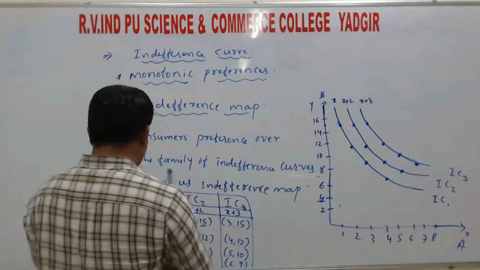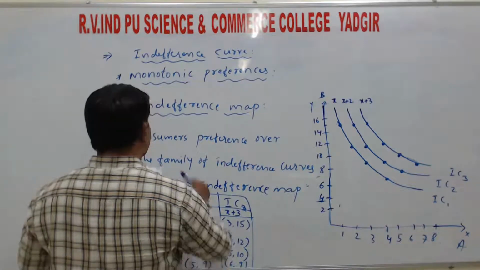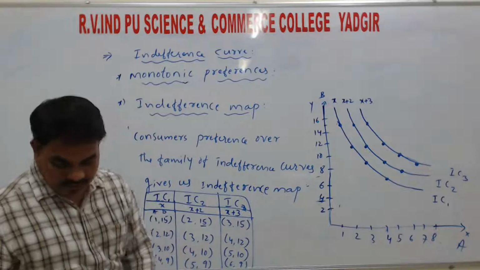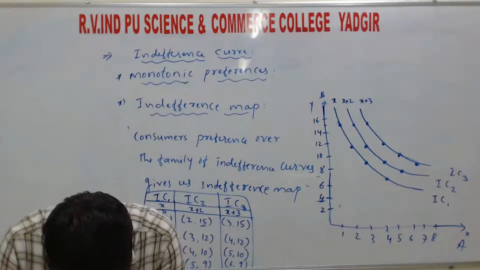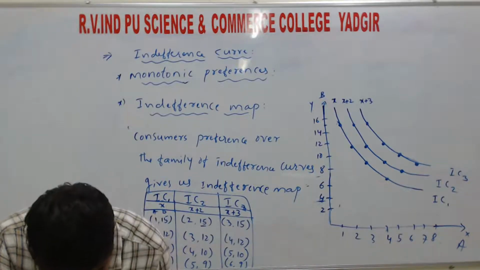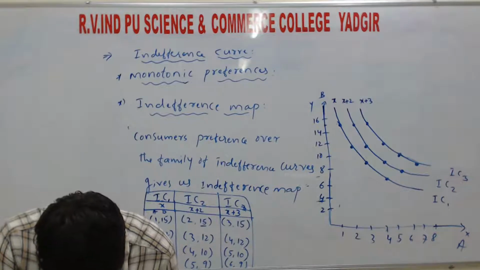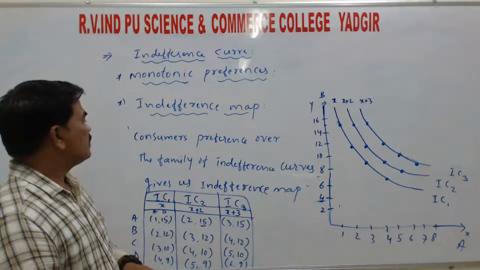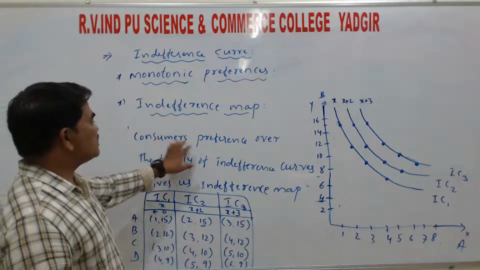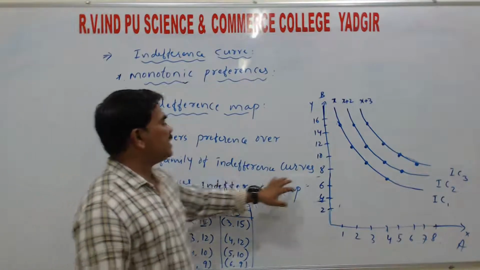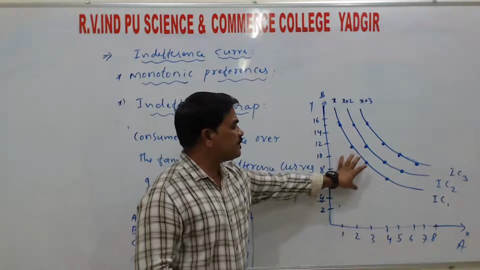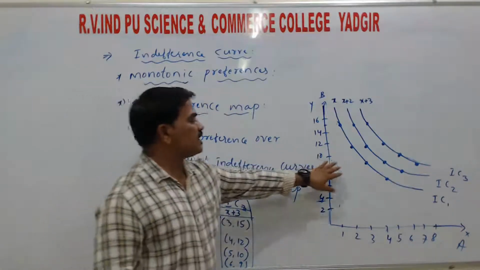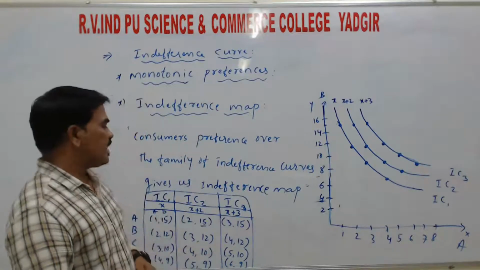So indifference map means, as I said, the consumer's preference over all the bundles can be represented in a figure as you mentioned there. This is called the indifference map of that consumer. So the consumer's preference over the family of indifference curves, if we represent it in this way, we call it an indifference map.